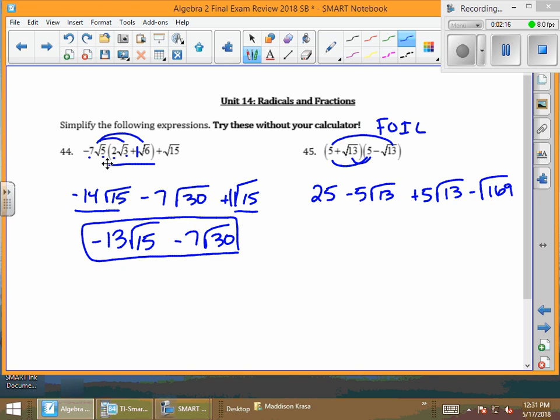And then we can simplify. So if we look at our middle terms, they actually cancel each other out. So those will cancel. We'll have 25 minus, and then radical 169 is 13. If we do 25 minus 13, we end up with 12 for our final answer.